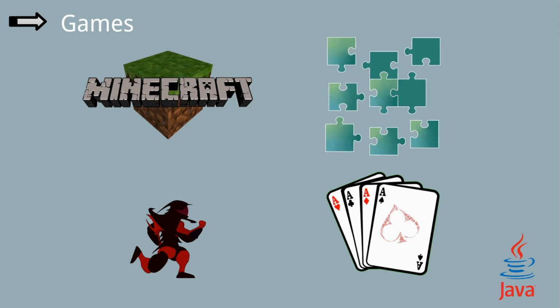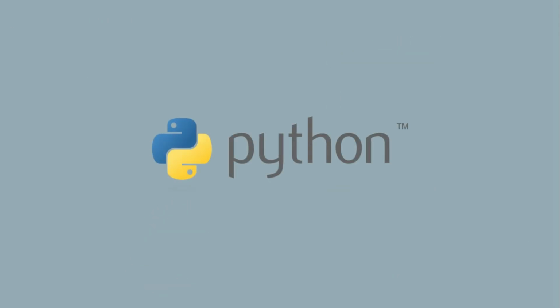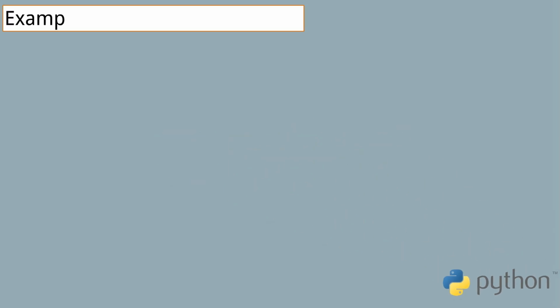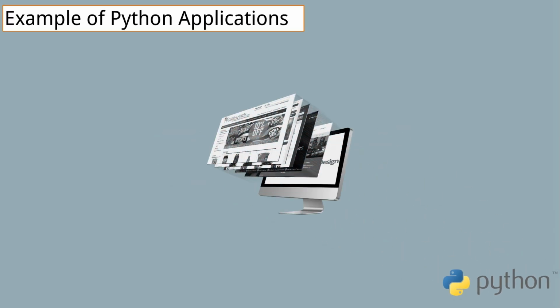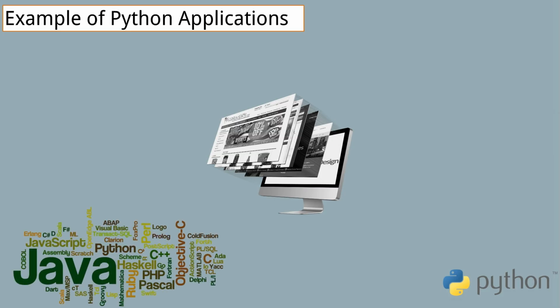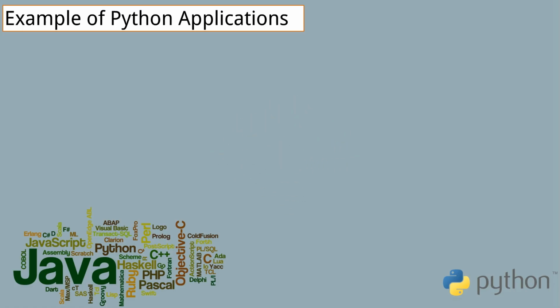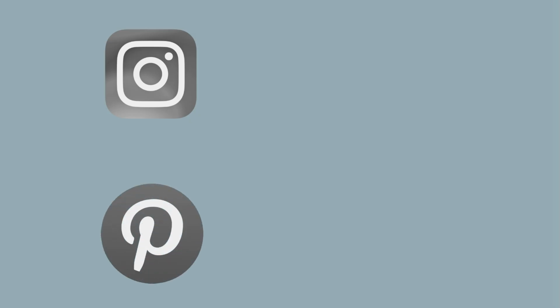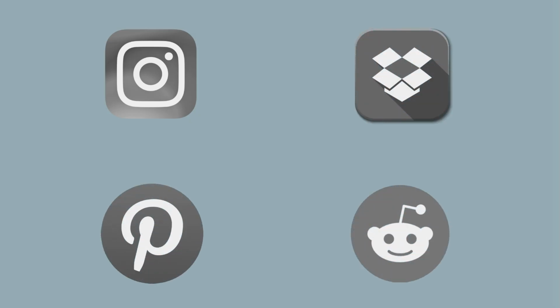All right. The next one is Python, which is easy to learn and understand. Examples of Python applications are web development. Now you probably notice web development is something that can be done using many different languages. It depends on the purpose of your website. You could use different languages to build it. The examples of Python web applications are Instagram, Pinterest, Dropbox, and Reddit.